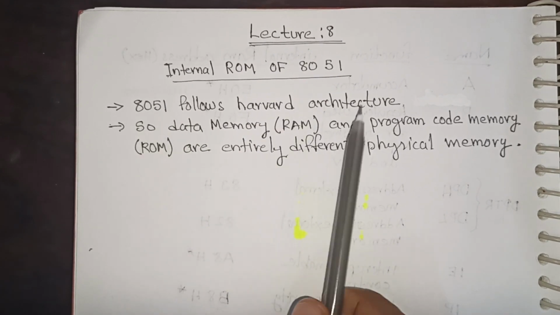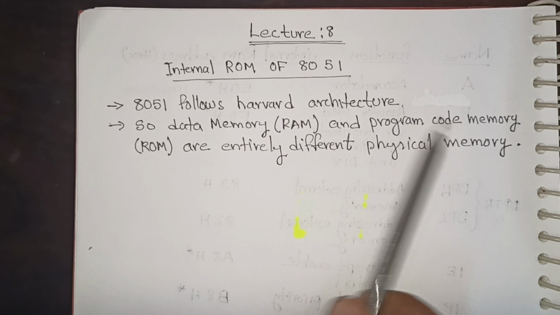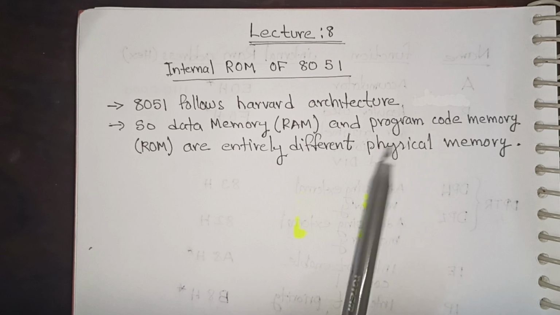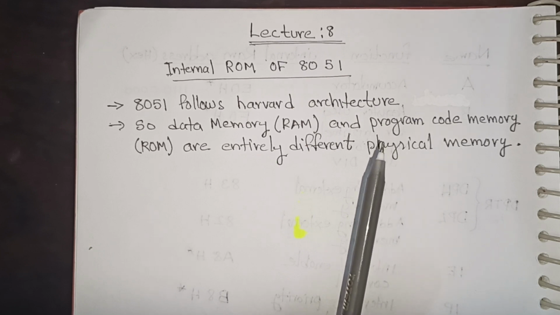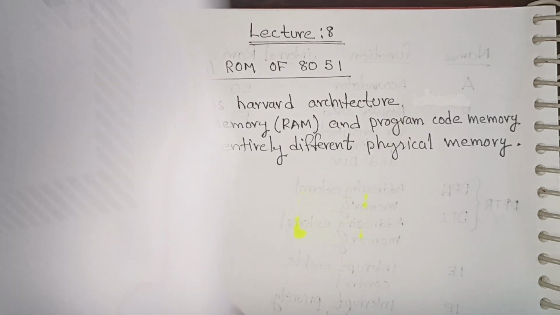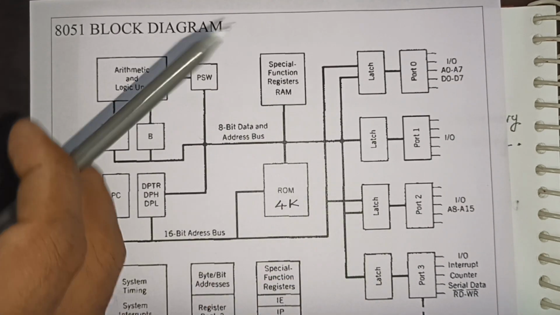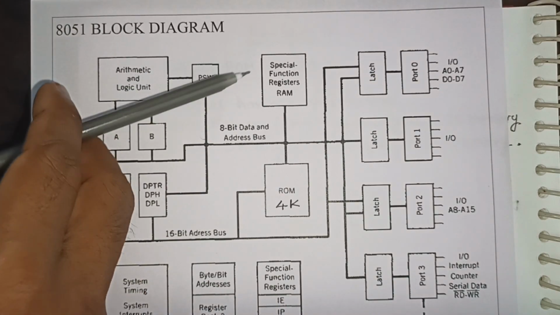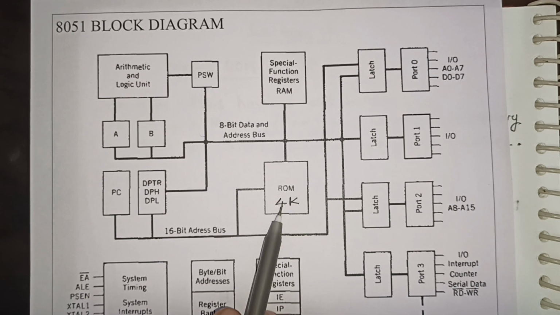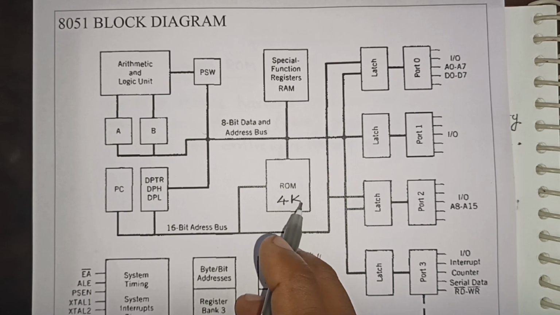8051 follows Harvard architecture. So data memory RAM and the program code memory ROM are entirely different physical memories. That is, the two memories are kept in different locations or they are physically different inside the chip. Here in the block diagram, we can see that clearly. This is the RAM and this is the ROM. So both are different physical units. So this is the internal ROM. Actually, the internal ROM is 4K, 4 kilobyte.